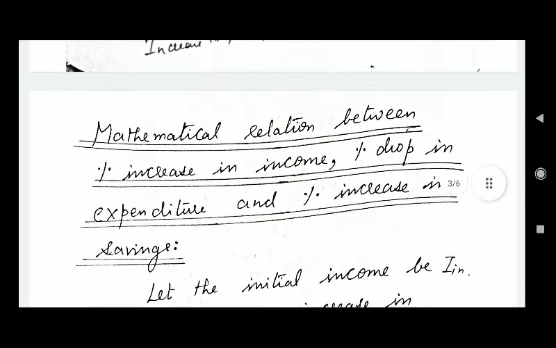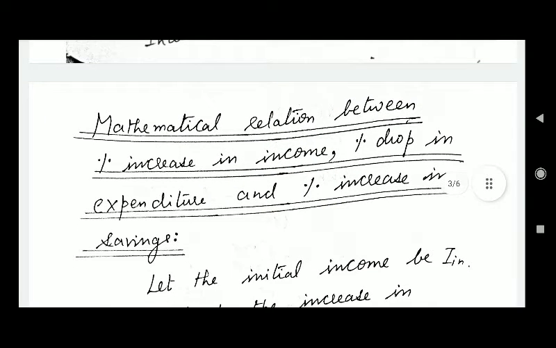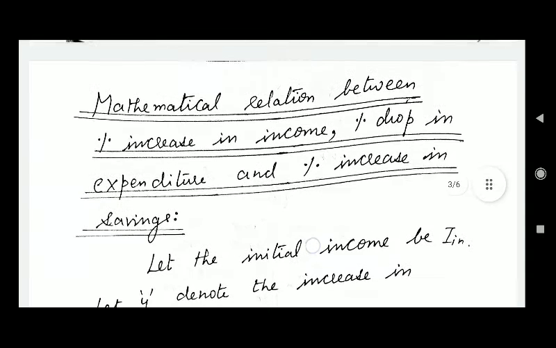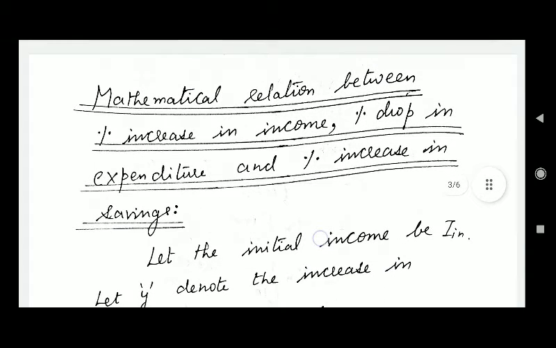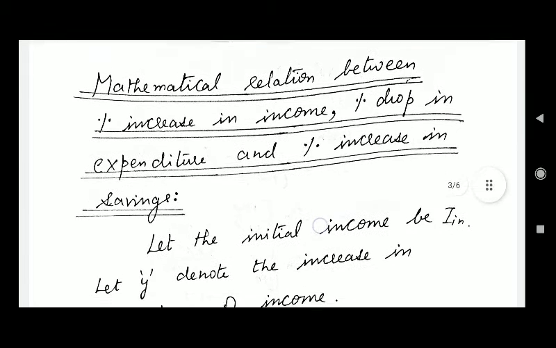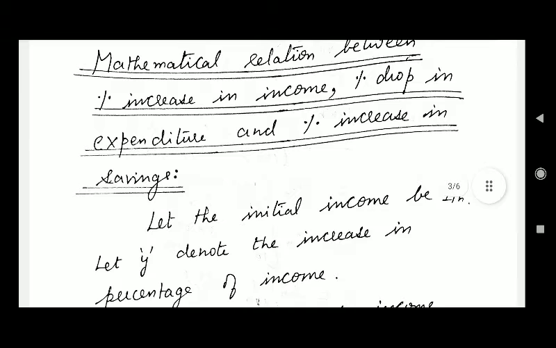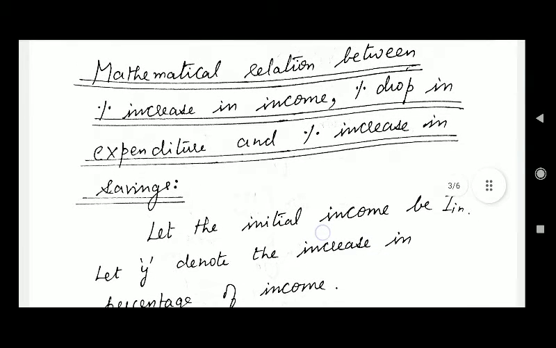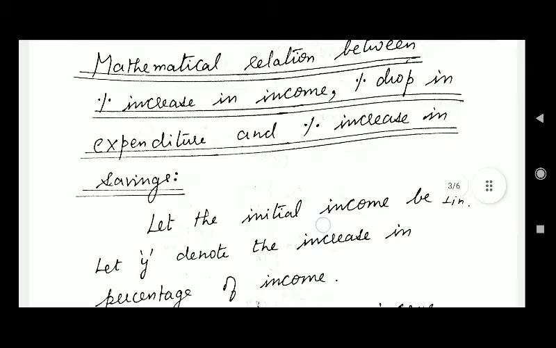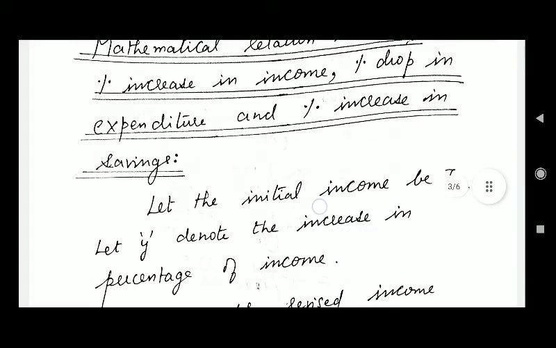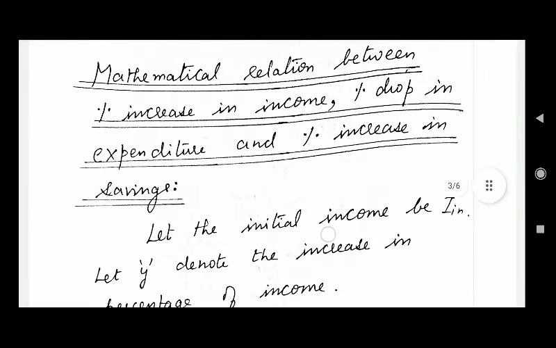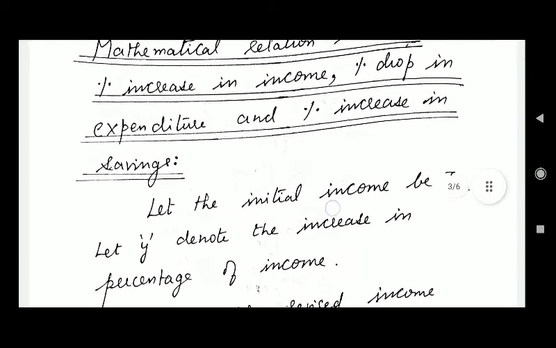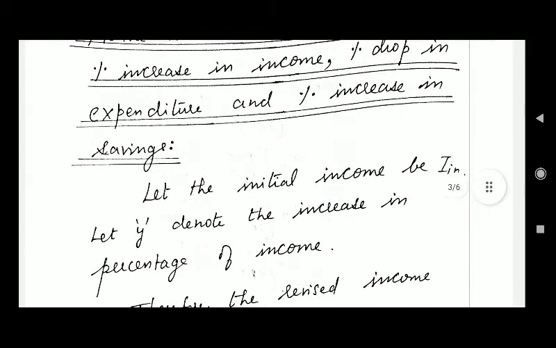In fact, we are going to derive the shortcut formula by framing a mathematical relation between increase in percentage income, drop in percentage expenditure, and percentage increase in savings. There is one strong reason why we derive shortcut formulas. That is because when we derive shortcut formulas, we are creating avenues for many more new shortcut formulas which can be used elsewhere in the quantitative aptitude arena. So deriving is of ample importance to us. So let us see the derivation.